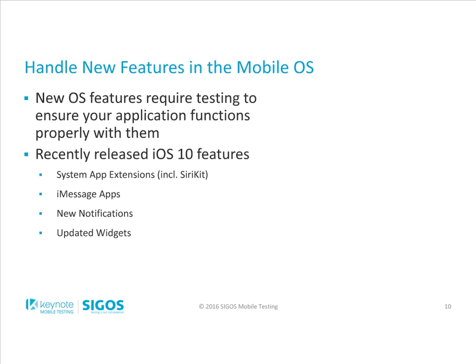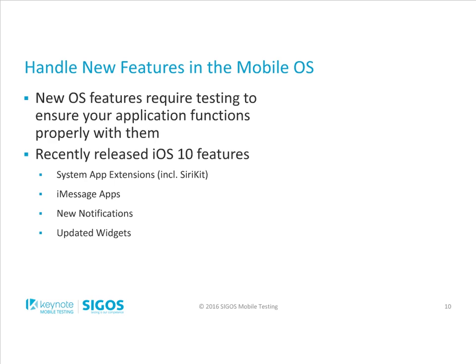So specifically handling new features in mobile apps, we're going to look at iOS. New OS features require your testing to ensure your application functions properly with them. The biggest, latest releases that everybody was talking about, still talking about, are the new iOS 10 features. So system application extensions, including SiriKit, right? Talking to Siri to send a text message to somebody. You don't actually have to open up WhatsApp or Messages or Slack or whatever messenger you're using. New iMessage applications and its own application store.